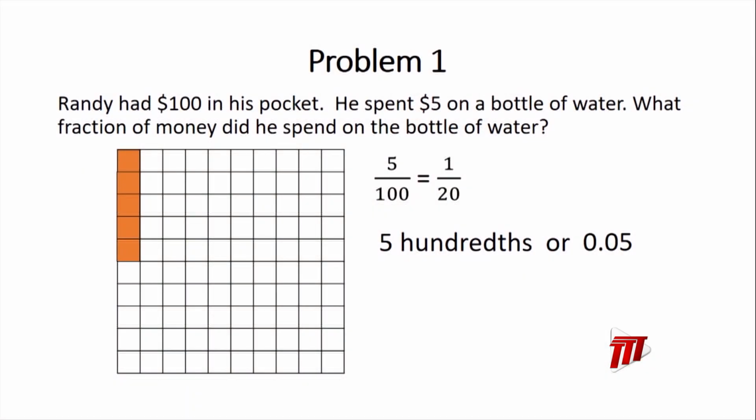5/100ths could also be written as a decimal, like this, 0.05. And we read this as 5/100ths or 0.05. We can also represent the 5/100ths as 5%, or 5 with the percent sign. So all of these are different ways of representing the fraction of money that Randy spent on the bottle of water.